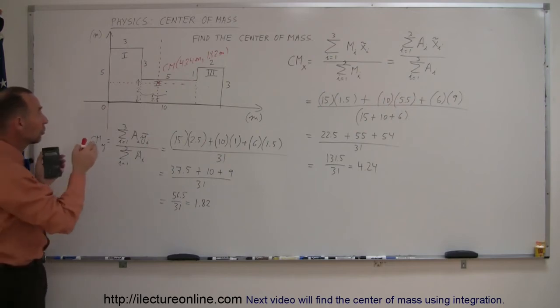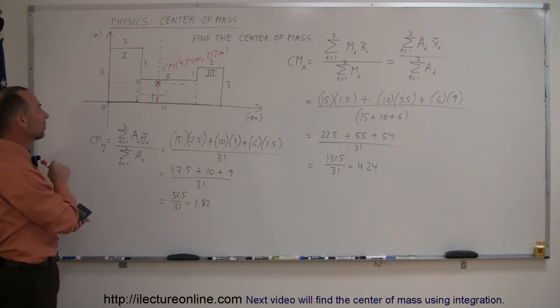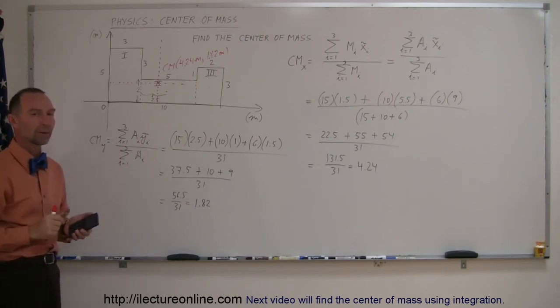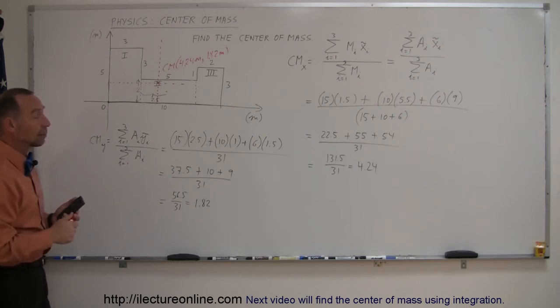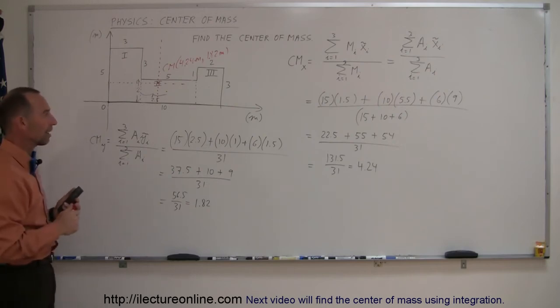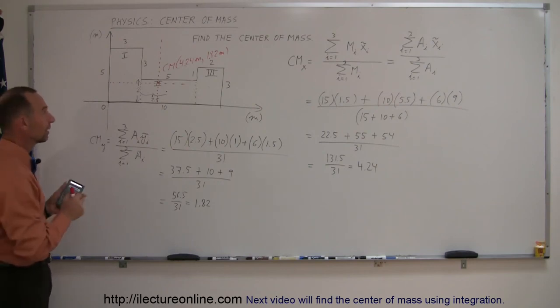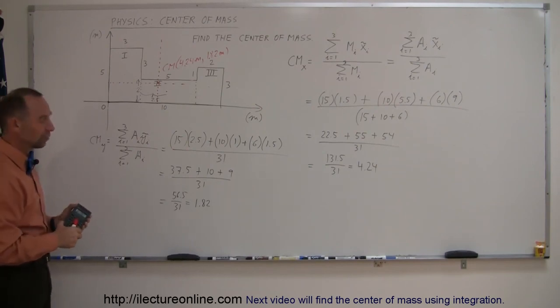If you can cut it up into small little chunks, where each chunk you can easily find the center of mass of that particular piece by itself. All right, there you go. Next example will be one where you cannot do it like this. You will actually have to use integration to find the center of mass of an object. So if you'd like to see how that's done, stay tuned for the next one.